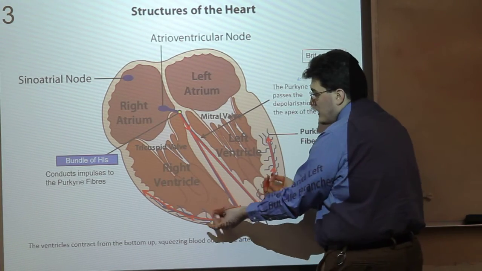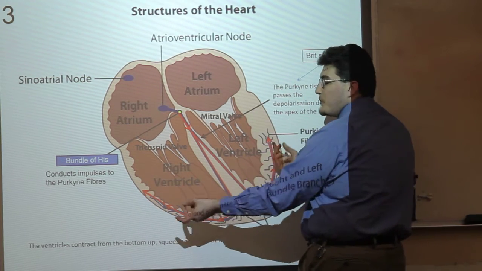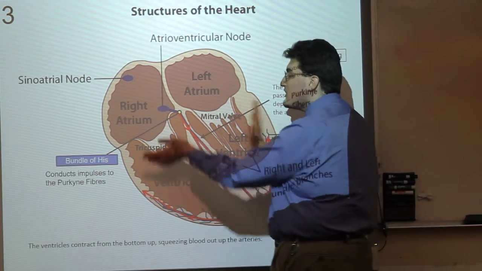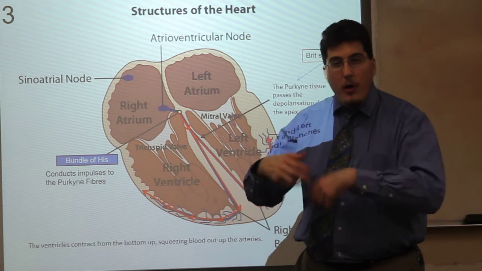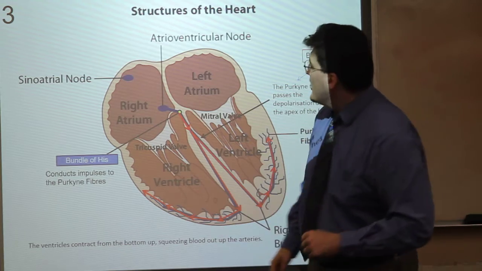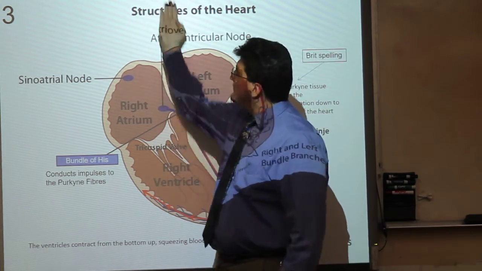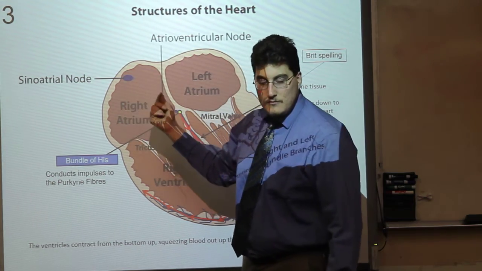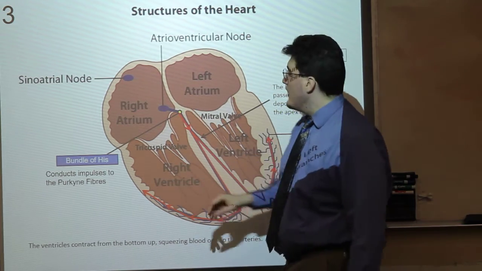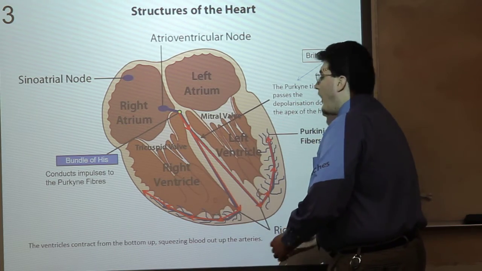So this contraction occurs along the ventricular walls as it spreads through the Purkinje fibers, contracting the ventricle walls from the bottom to the top, like emptying an almost finished tube of toothpaste, squeezing out the last little bits of it. Because your exit of blood through the heart exits through the vessels out the top of the heart right here. So you are squeezing from the bottom out.